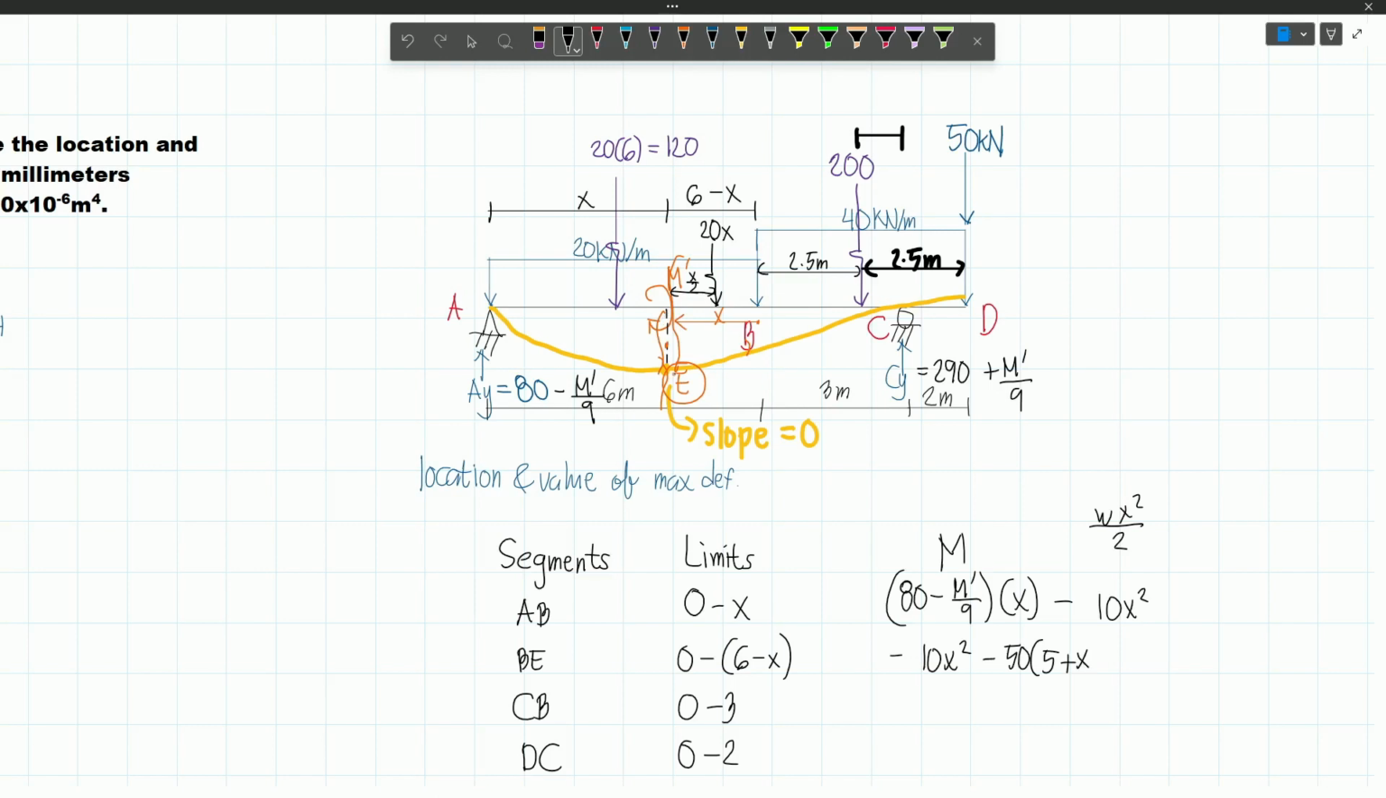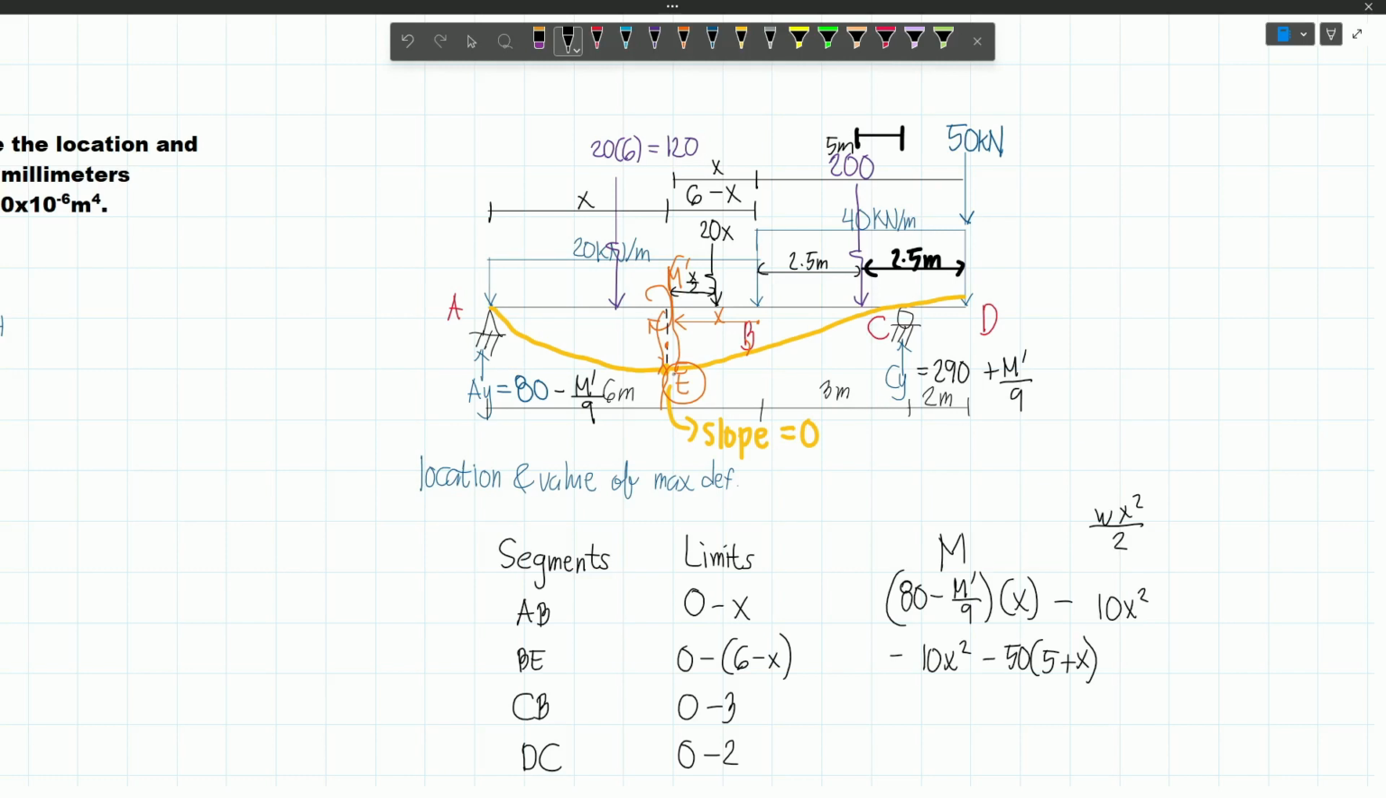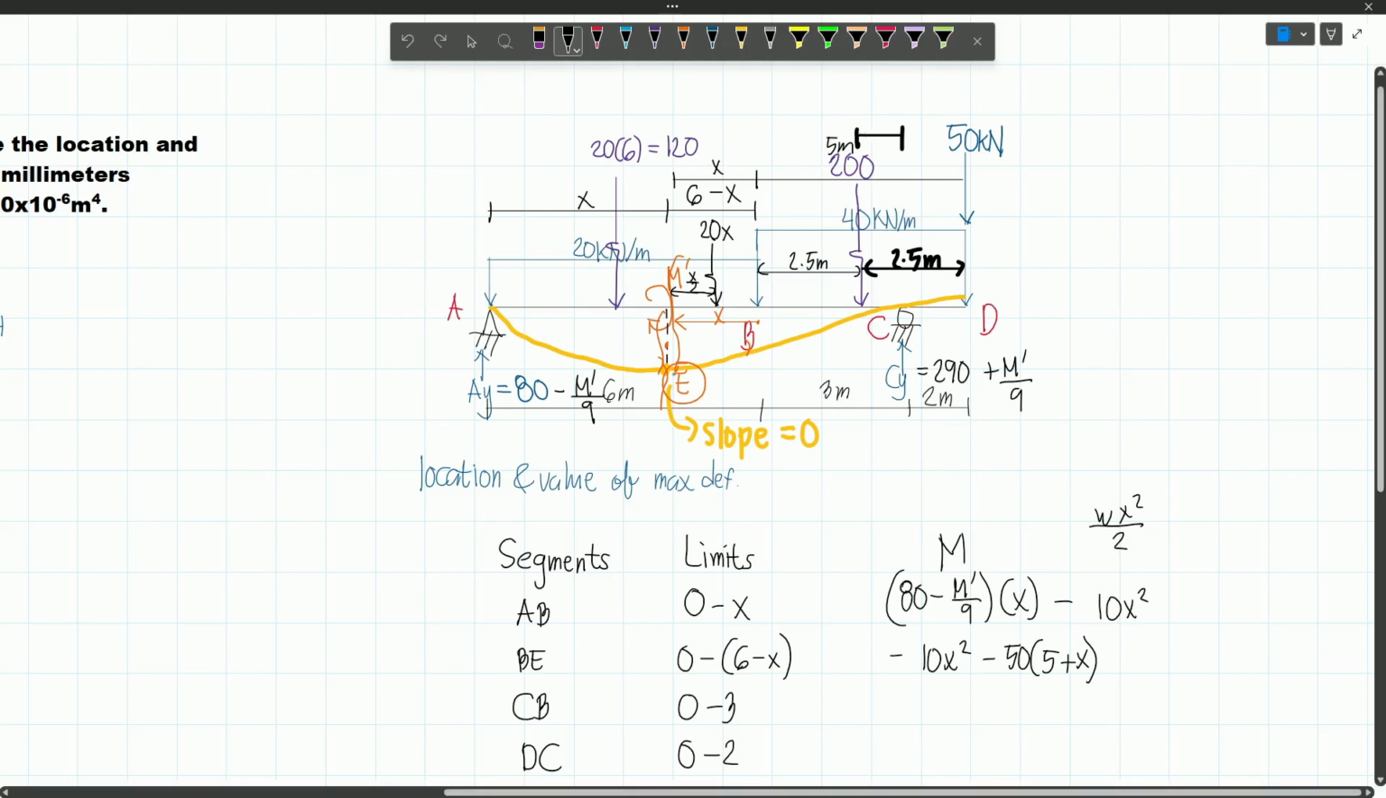Now, kung isusulat natin yan, ito yan. This is 5 meters kasi 3 plus 2 and then plus itong x. Kaya 5 plus x to. And then next, we have itong 200 kN na load. Now, we will use the resultant because dito nagsa-start yung segment natin, hindi dito. So, we will use this resultant and then let's take its moment about dito sa E. Now, this distance is equal to 2.5 meters. So, 2.5 plus x, yan yung moment arm patungo dito sa E.